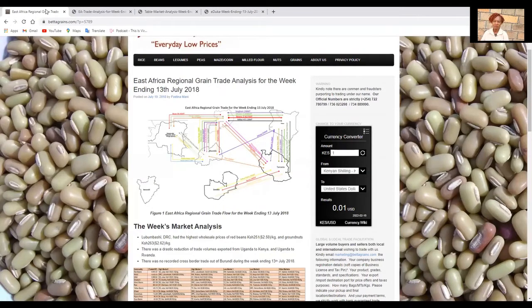You can find the prices of rice, the different types of beans, legumes, peas, maize, milled flour, grains, and nuts. Or alternatively, you can also use it to do a bit of trade analysis to see what the movements are, and we will be picking that up. We also blog on various issues that we think are of interest to us, and we will be spending more time serving you better.